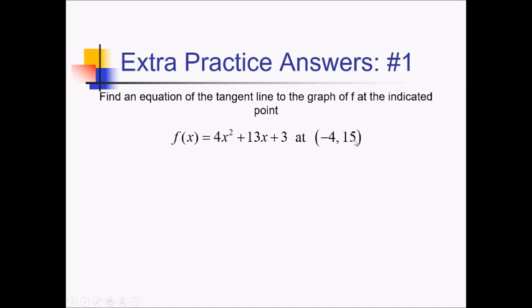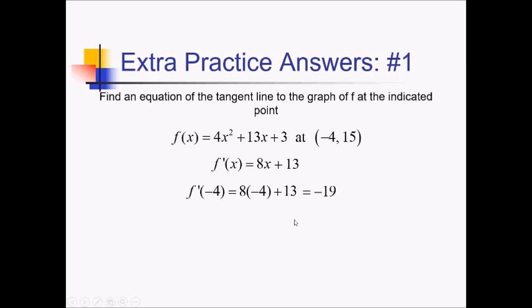We've already got an x and a y value. We just need an m value for our point slope formula. So let's find f prime, and then we'll plug this point into it. So the derivative then is going to be 8x plus 13. And then plugging the x value, -4, into this, this is going to be -32 plus 13. So that's going to be -19.